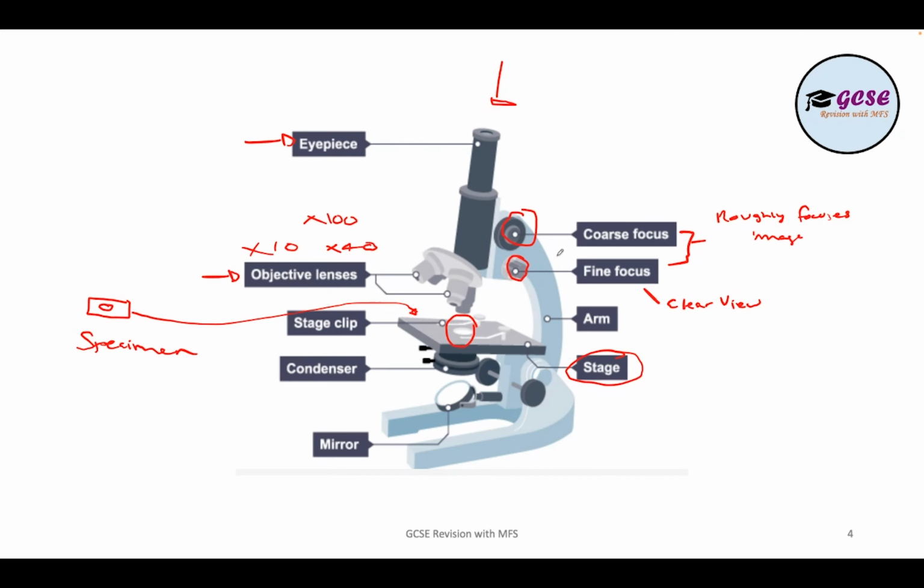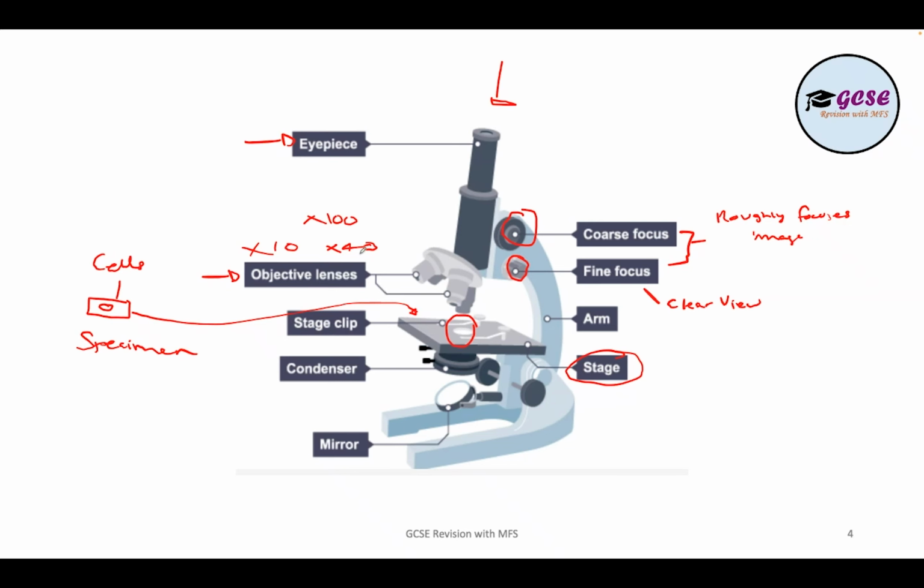Okay, so hopefully you visualize that. You look through the eyepiece lens, you look at your specimen, that's where your cells are present. We've got our cells present there on the specimen, and you place it onto your stage, and then you attach the stage clips just to keep it in position.